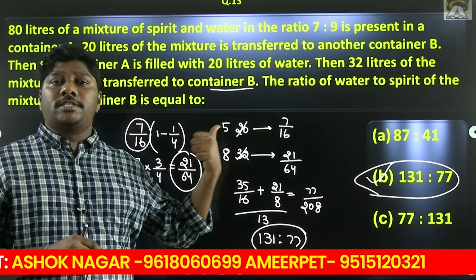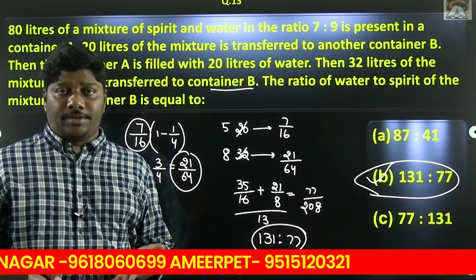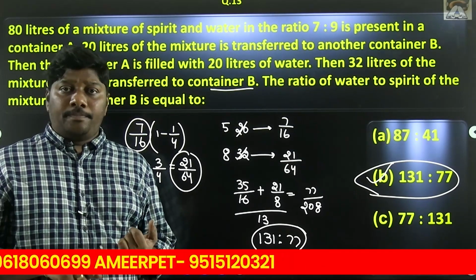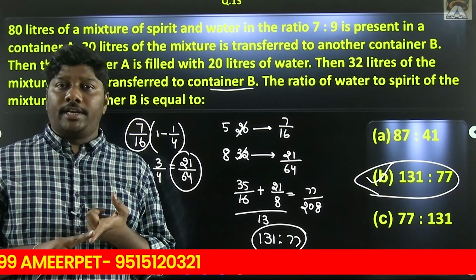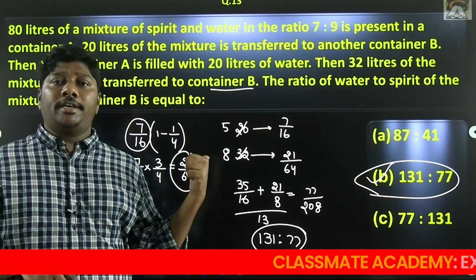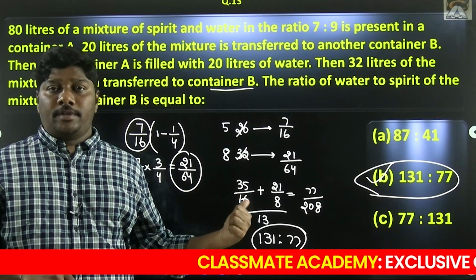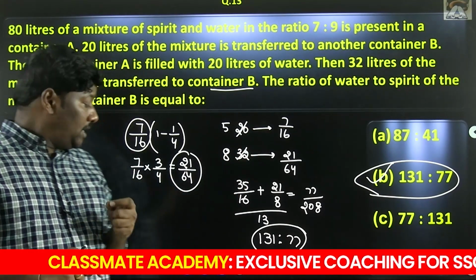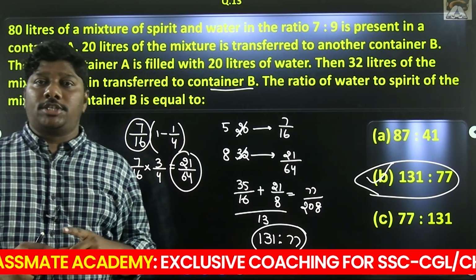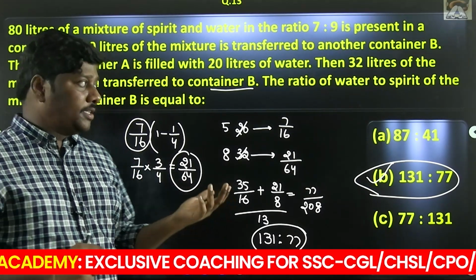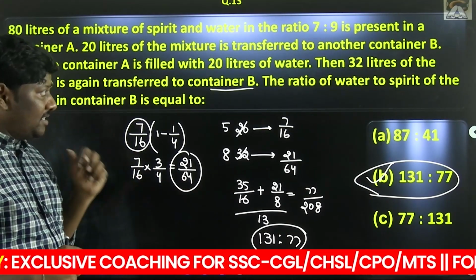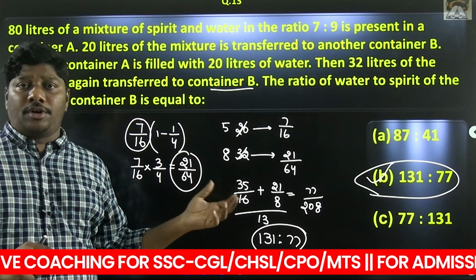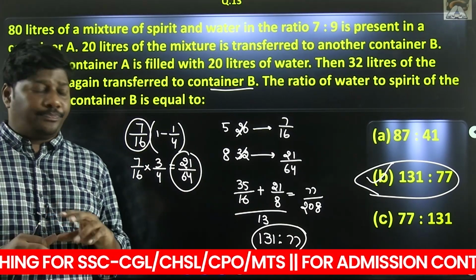So it is first a replacement followed by a mixture. Mixture in B: you are taking two solutions. One is 20 liters, another is 32 liters. 20 liters of a solution which consists of spirit in 7 by 16 parts, and 32 liters of a solution in which spirit is 21 out of 64 parts. So that's how you can say. I think this is one of the toughest questions which is asked, but if you understand the question, it will be very easy.